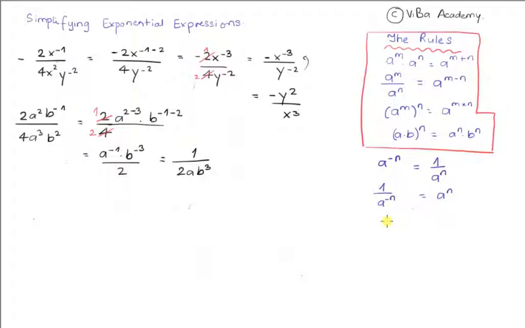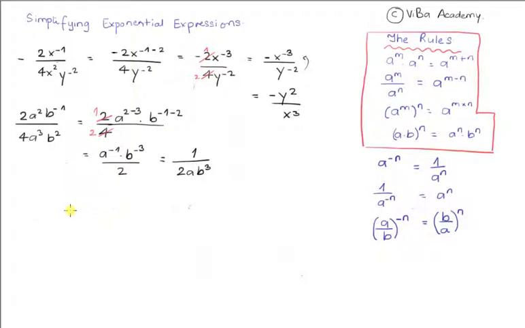There's another rule where if I have a over b, this entire fraction raised to negative n, this is the same as flipping the fraction inside, making b over a, and then having a positive exponent. This is the rule that we're going to make use of in this problem right now.